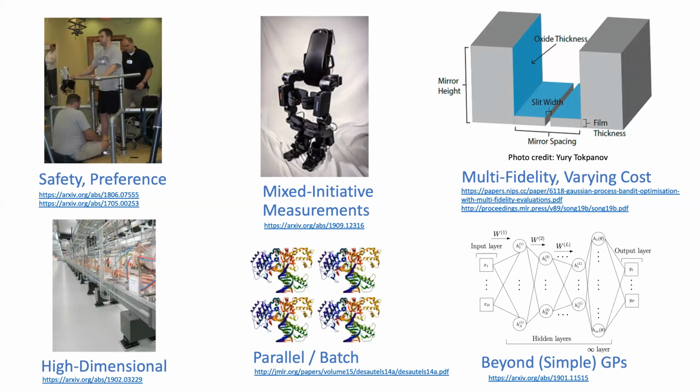We're going to be talking about how to apply Bayesian optimization in the presence of safety or indirect measurements, such as preference measurements. Mixed initiative, where if you're taking measurements from a human, you care about both asking them something and then them providing feedback. That's called mixed initiative. Multi-fidelity, varying costs. High dimensional Bayesian optimization, doing Bayesian optimization in parallel or in batches, and then beyond simple Gaussian processes. So we're going to spend more time on the first one and less time on the remaining five, just to make sure we end on time.